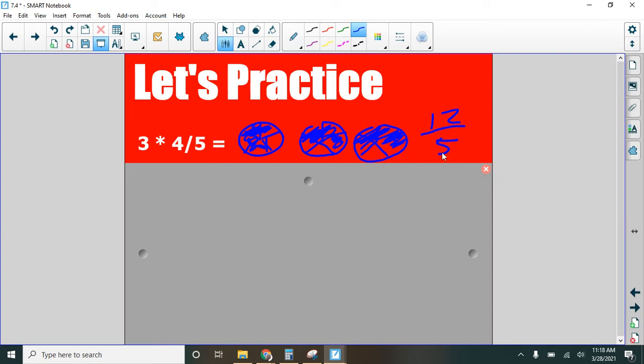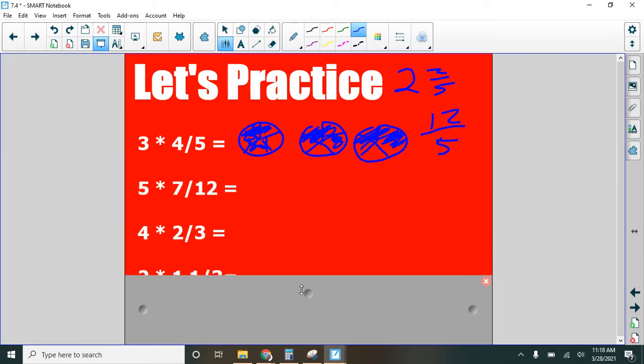If I want to put that as a mixed number, right? So how many? This is really just like dividing, right? How many 5s are in 12? 2. And then there'd be 2/5 left over. 2 and 2/5. Okay. All right.